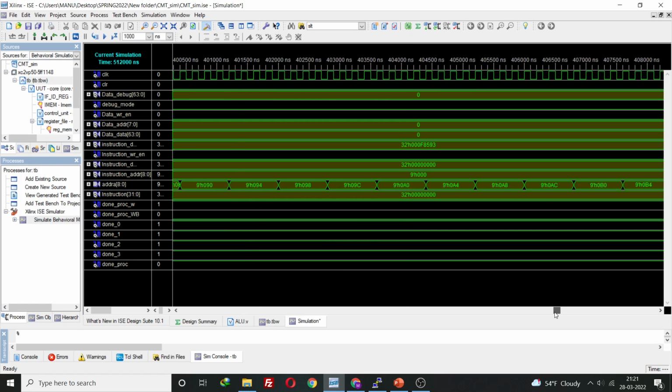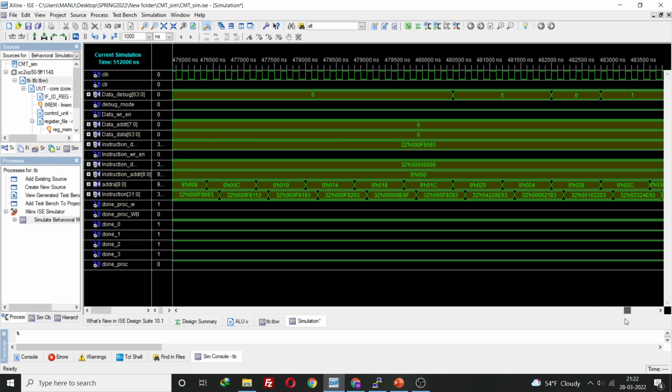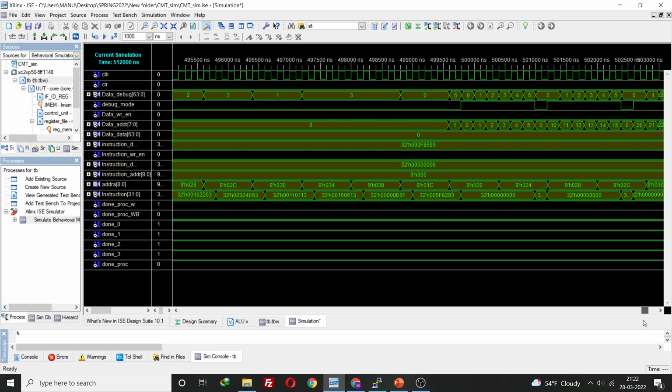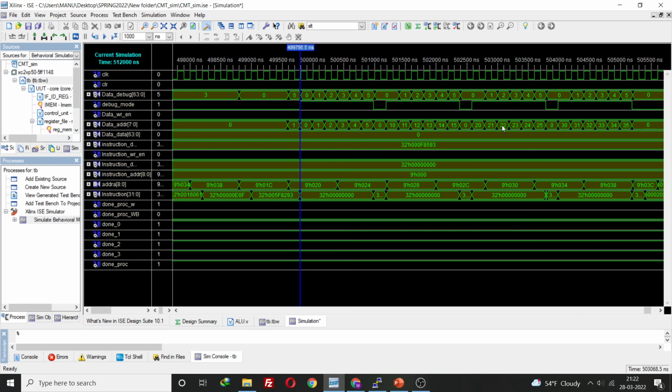Now to verify our bubble sort program has worked, we have also used the debug mode to read from the data memory to ensure that we get the proper values. As we can see, the data has been swapped. We wrote 543210, but now we can see that the data has been sorted to 012345. And this has been done by all 4 threads.